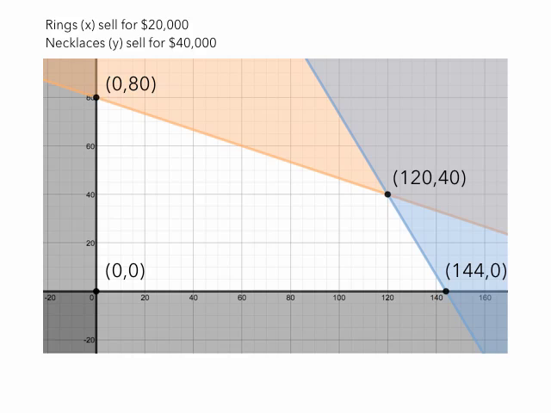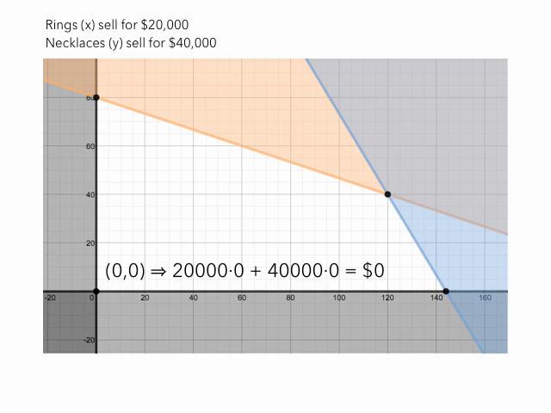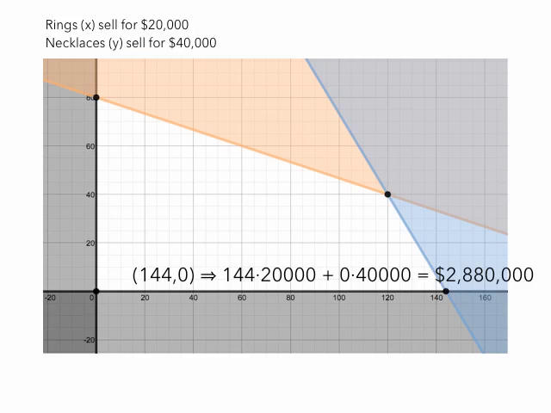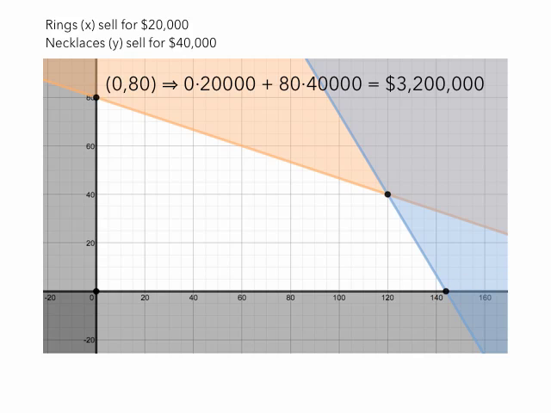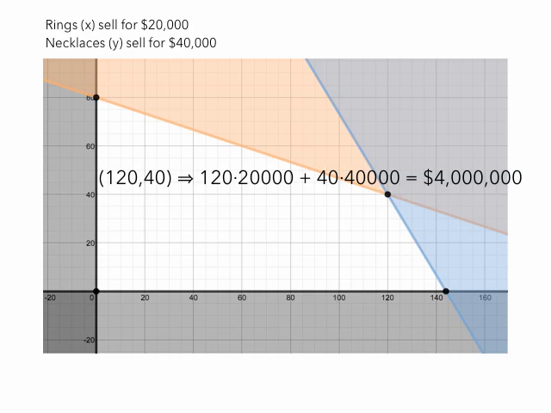So, remembering that rings sell for $20,000, necklaces for $40,000, we can plug those numbers in and figure out which one is going to make us the most money. So the 0, 0 obviously is $0. The all ring strategy, we do 144 times $20,000, and that gives us $2,880,000. Our all necklace strategy, 80 times 40,000 gives us $3,200,000, which is better. And then we've got this mixed strategy, 120 rings times $20,000 per ring plus 40 necklaces times $40,000 per necklace gives us exactly $4 million.